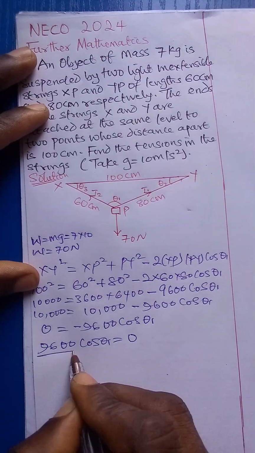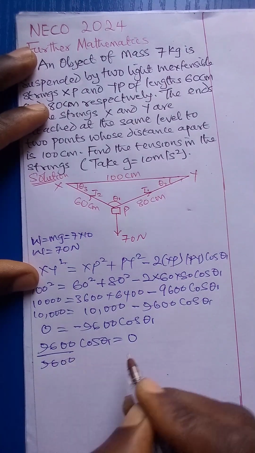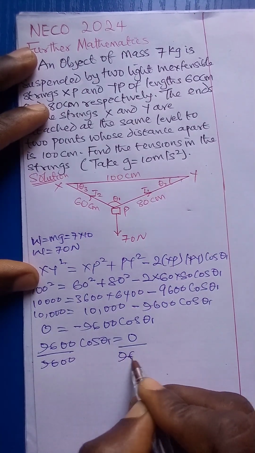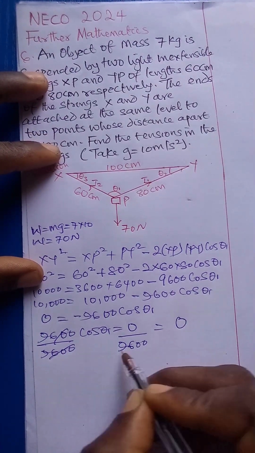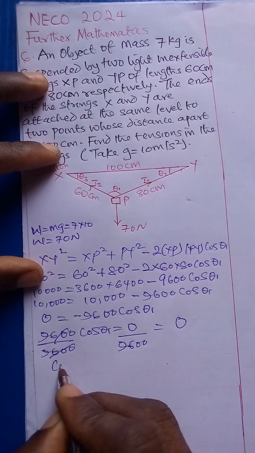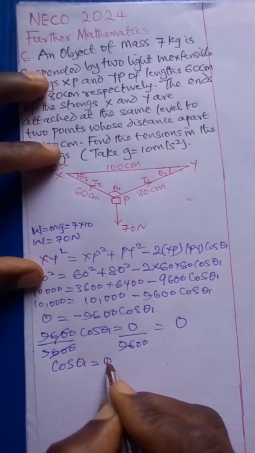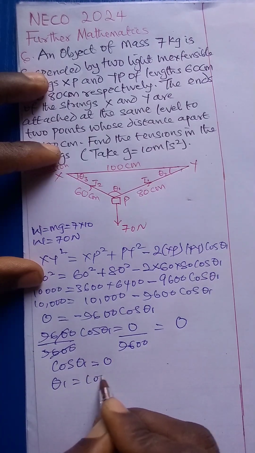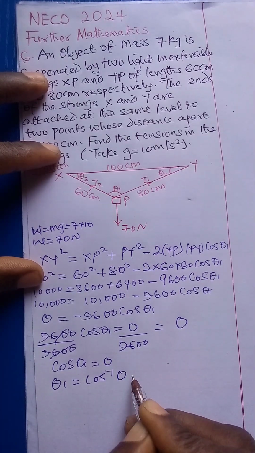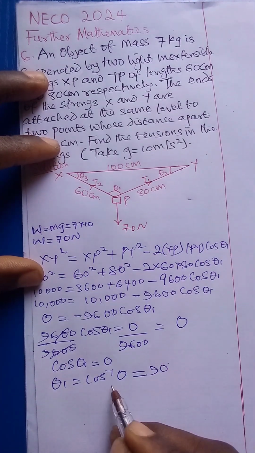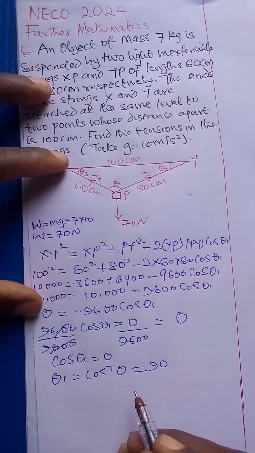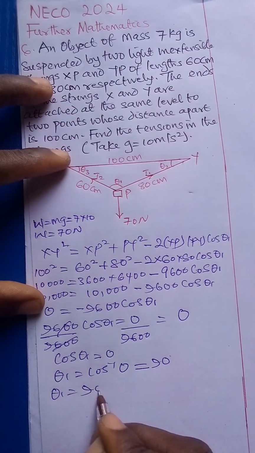So, divide both sides by 9600. This and this will cancel out, giving us 0, because 0 divided by this is still 0. So, cos theta 1 is equal to 0, and so theta 1 is the cos inverse of 0, which will give us 90. The cos inverse of 0 is 90. So I have theta 1 as 90 degrees.